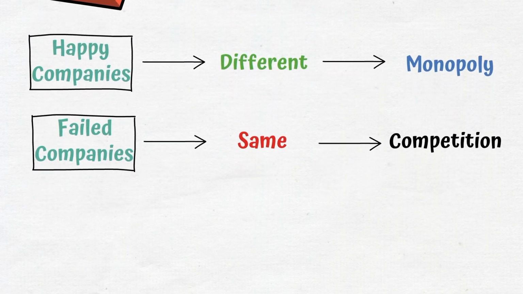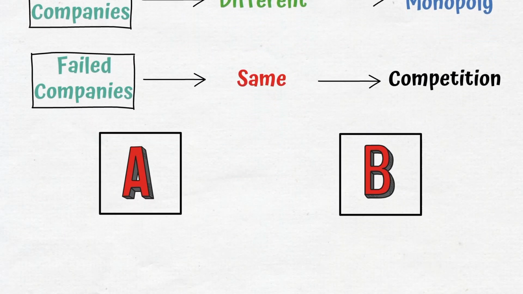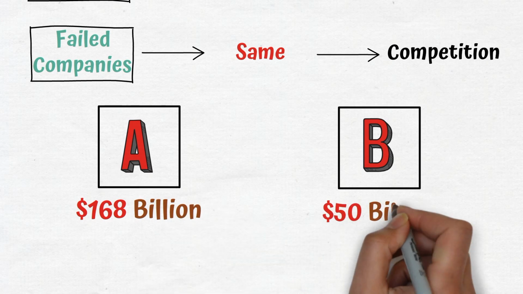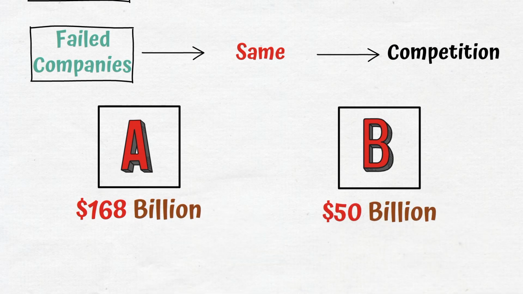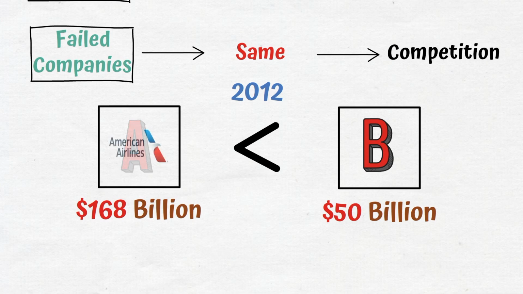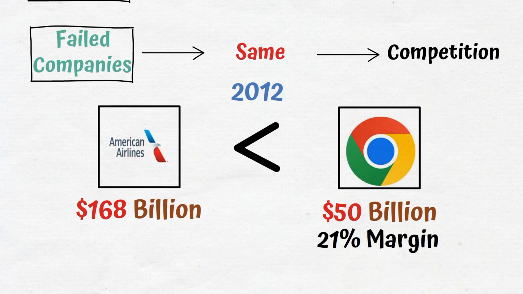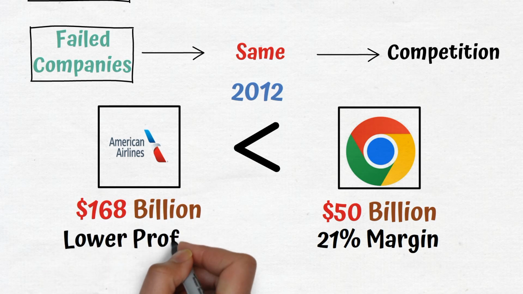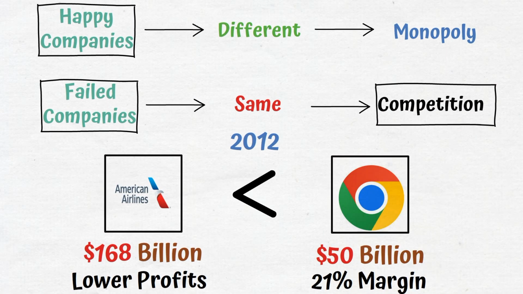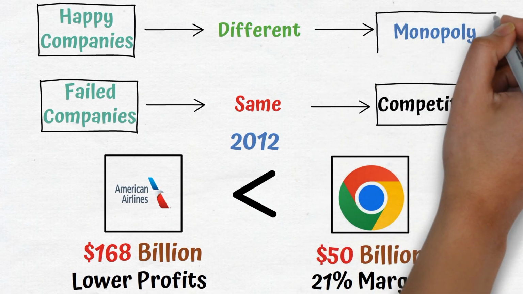Consider two companies, A and B. One is selling to millions and has a total revenue of $168 billion, while the other has a revenue of $50 billion. Which company is more profitable? It may surprise you, but company B is more profitable. This is the story of 2012's US airline industry and Google. Google had a 21% profit margin, meaning its profit was 100 times more than that of the US airline industry. US airlines have lower profits because they are in competition with each other. Competition kills profits. Google has a high margin because it has a monopoly.